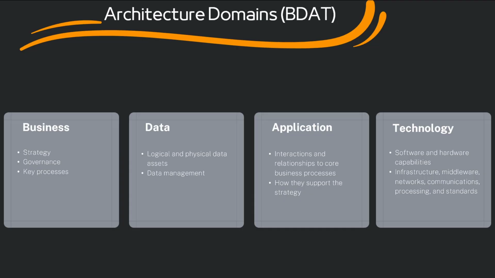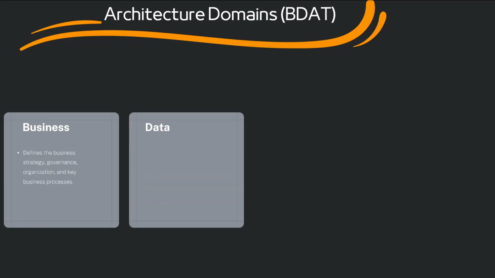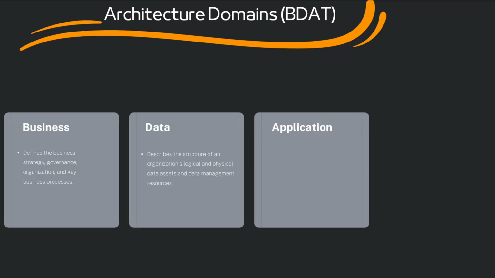Let's explain it once again in a fresh manner. Business architecture defines the business strategy, governance, organization, and the key business processes. Data architecture describes the structure of an organization's logical and physical data assets and the data management resources. Application architecture provides a blueprint for the individual application systems to be deployed, their interaction, and their relationship to the core business processes of the organization.